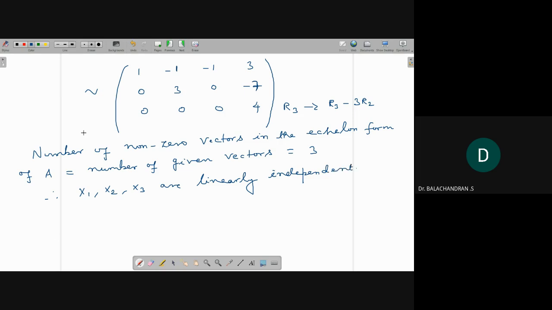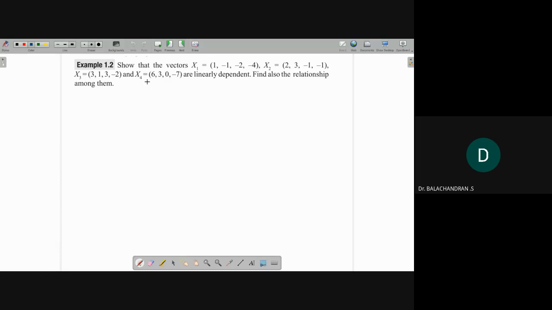Okay. I think I also gave this in the last class, but I didn't find the relationship among them. So first I need to show that the vectors are linearly dependent. Okay, that is the first part. First I will do that one. The matrix A.